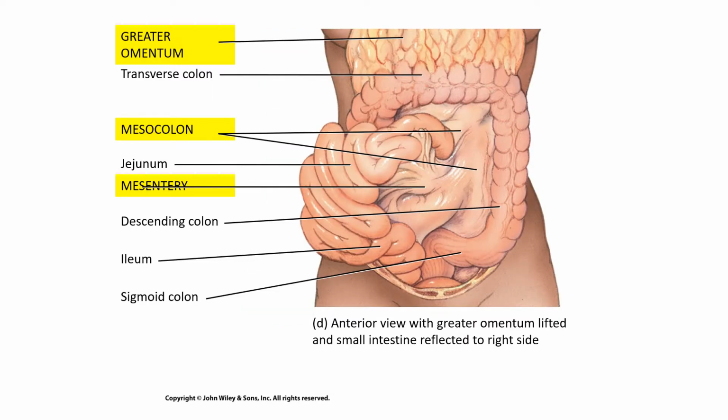This illustration is a nice depiction of some of the mesenteries. The greater omentum has been lifted so that we can move out of the way the large intestine, and we can see the mesocolon, which is the mesentery that attaches the large intestine to the walls of the abdominopelvic cavity. Mesentery proper are the mesenteries that attach the small intestines to the walls of the abdominopelvic cavity.